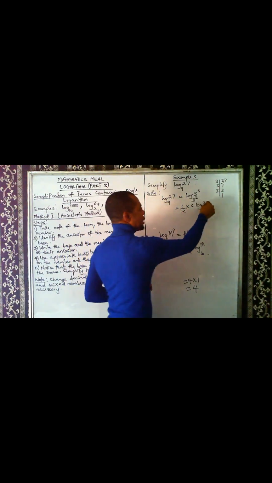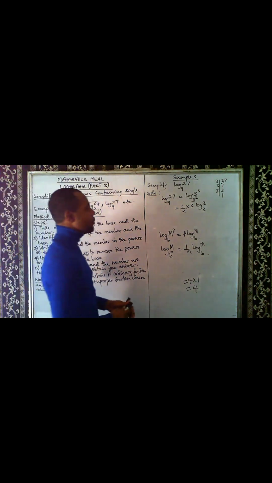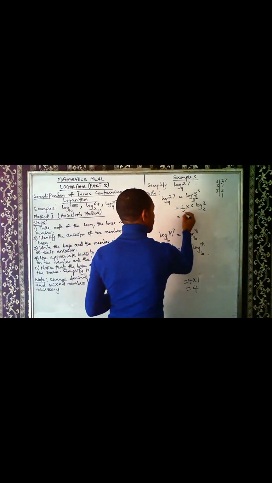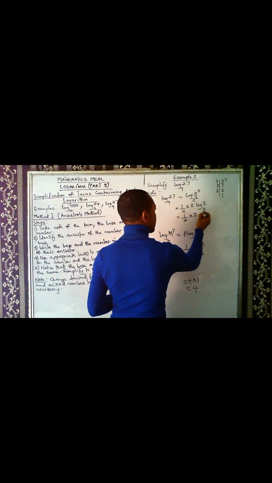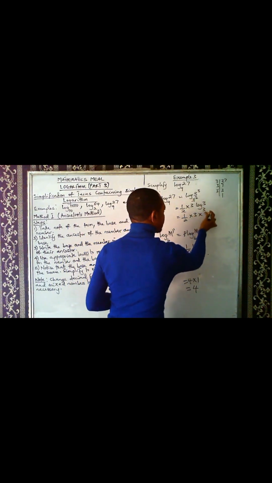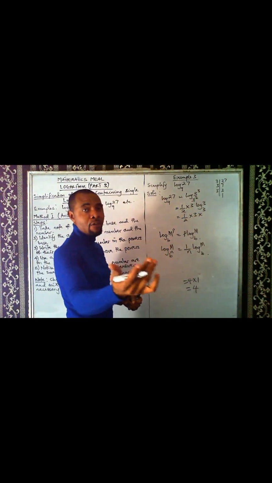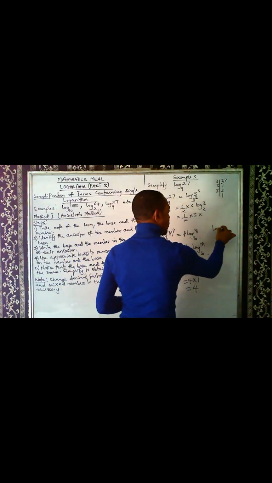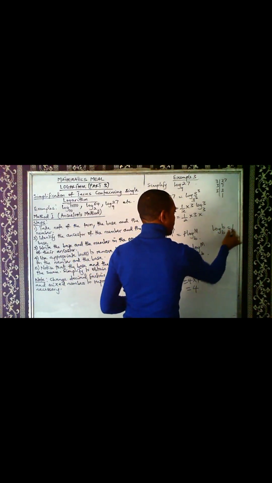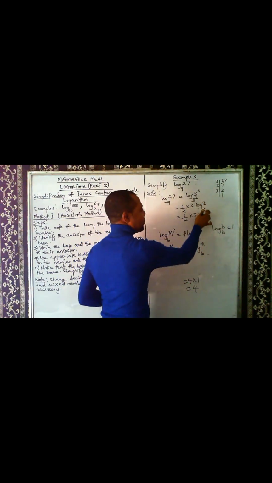So notice that this and this are the same by our step. Notice that the base and the number are the same. So simplify to obtain your answer. So let's simplify. We are going to have 1 over 2 times 3 times log 3 in base 3, according to our 4th law. Log b in base b is 1. So logarithm of a number to its own base is 1. And the number and the base are the same here.